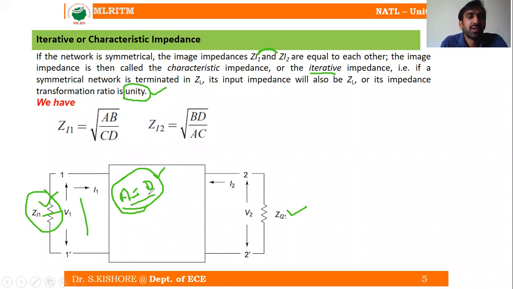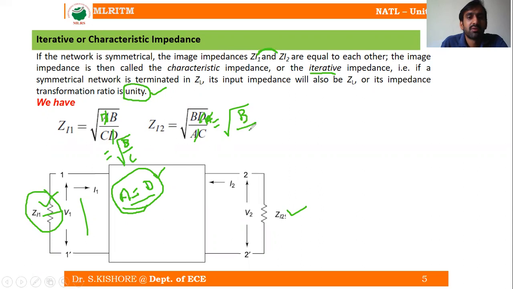So A is equal to D. If we substitute A equal to D, then what is going to happen? This one and this one are going to get cancelled, so we are going to have root over B by C. Whereas here also, if A is equal to D and we substitute, this one and this one are going to get cancelled, so we are going to have root over B by C.